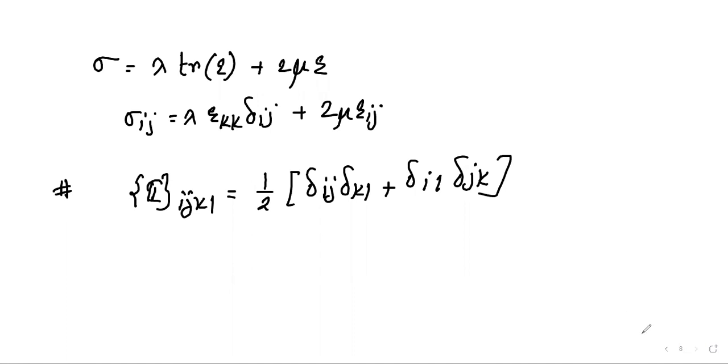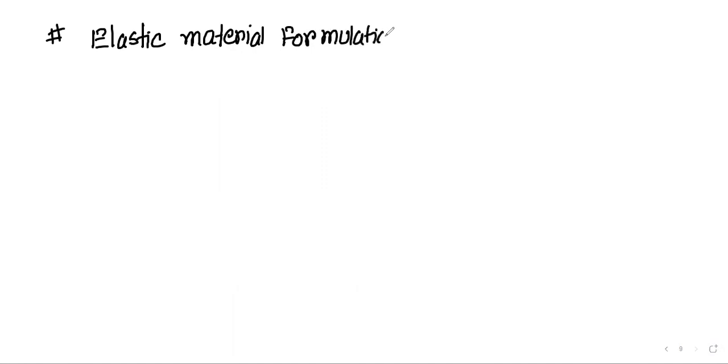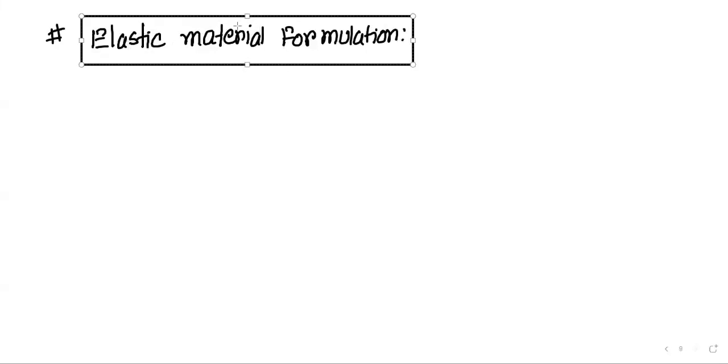Now we are all set to model an elastic material. So the title would be elastic material formulation. First step is to identify the free variable. Our free variable is the strain. So this is an elastic material, so this strain won't have any plastic part in it.